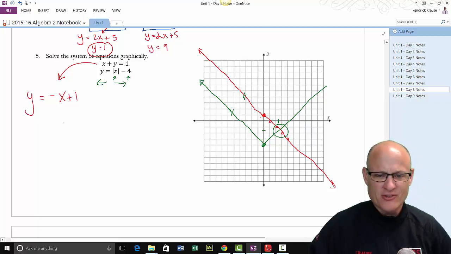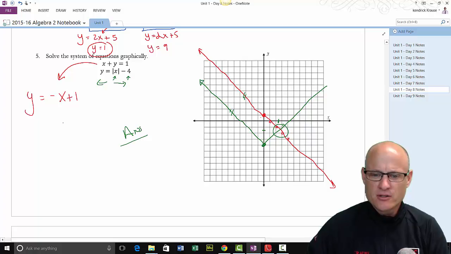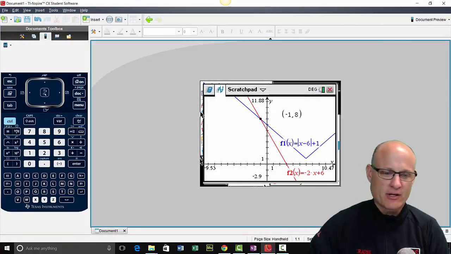It really appears as if my solution is 2.5, negative 1.5. That looks like what my solution is. That can't be right. Let's go grab the calculator, Doc.